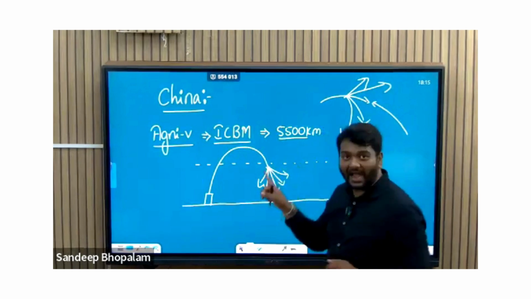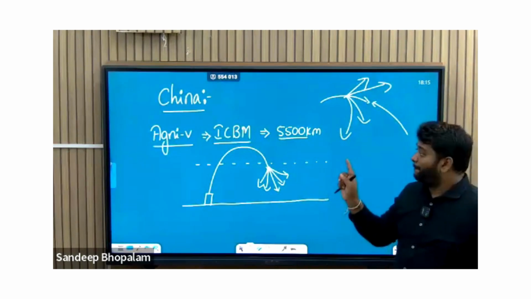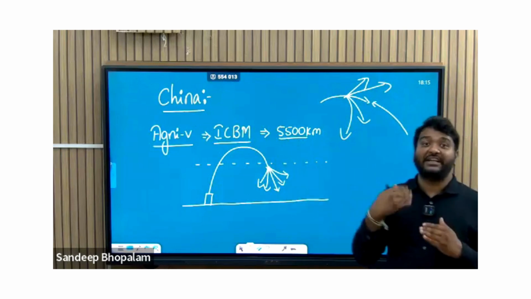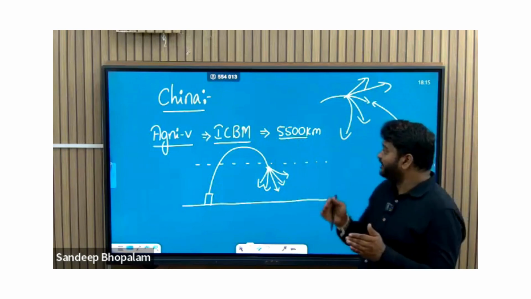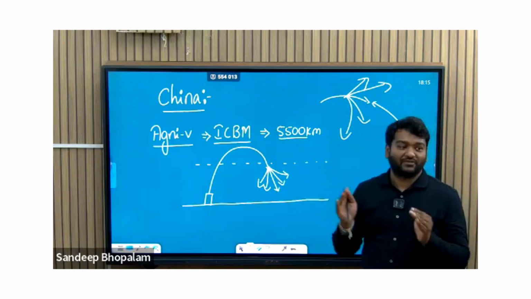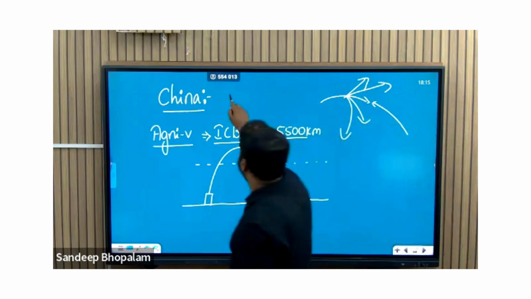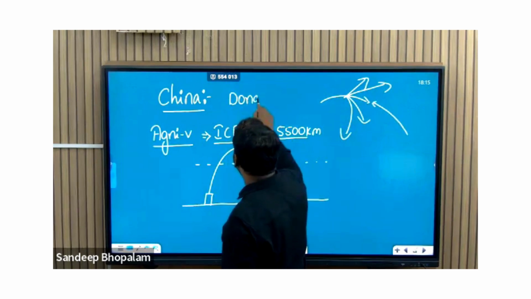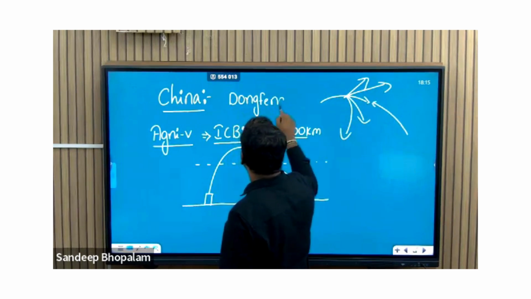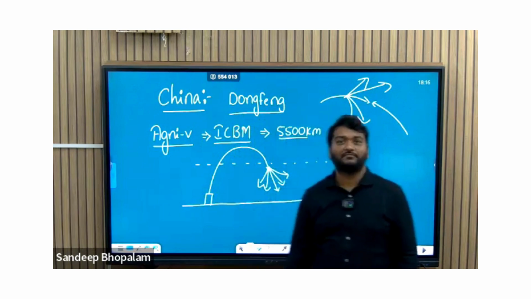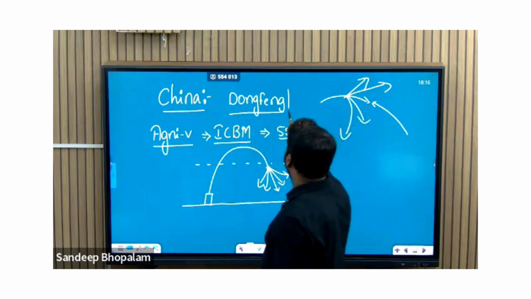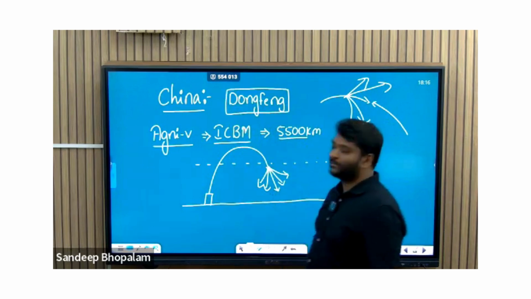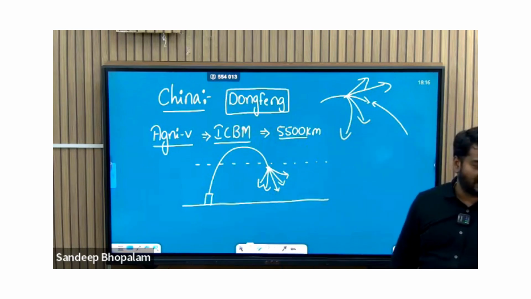And India has Agni 5. China recently tested its own intercontinental ballistic missile as well. And that name is Dongfeng. So China's ICBM is Dongfeng. Please know this name, guys. It's very, very important for us.